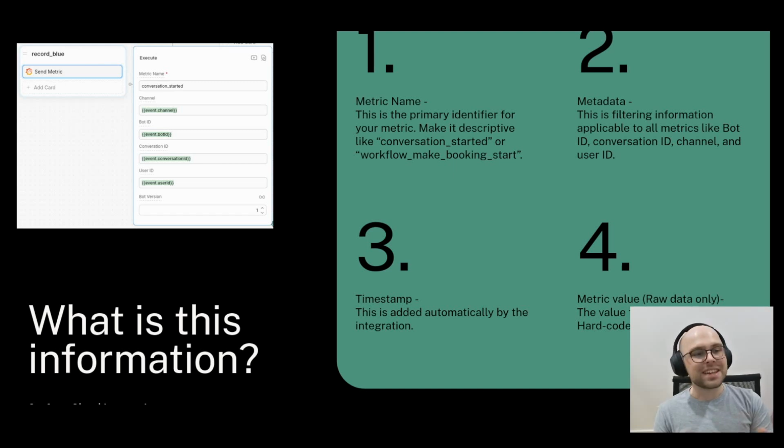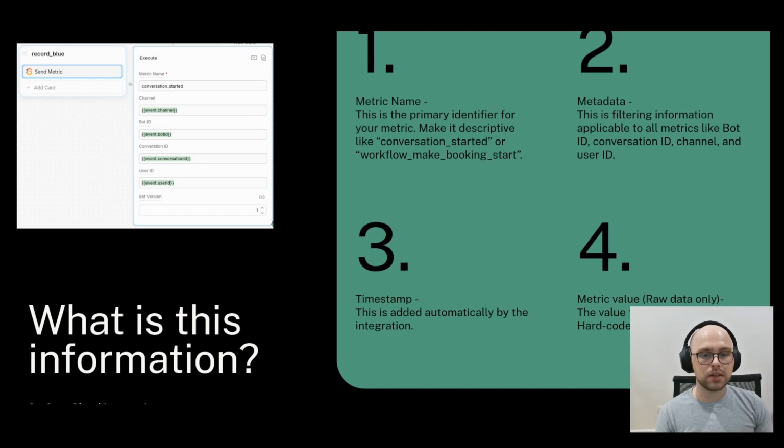The next stuff is the metadata. This is everything else: the channel ID, conversation, user, bot version. All of this is the metadata. When you're in your raw string, you can add or remove metadata as you wish. In SendMetric, it's hard-coded to be there and already filled out for you, so it's just generally useful.